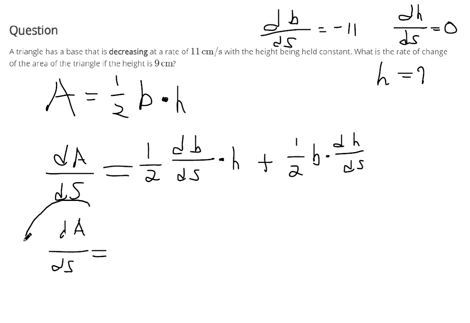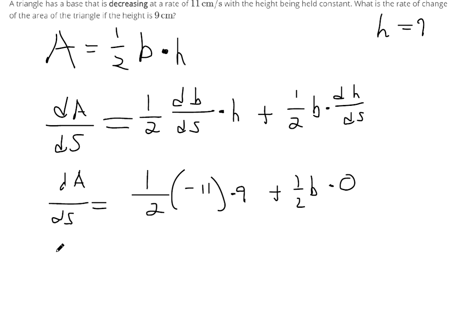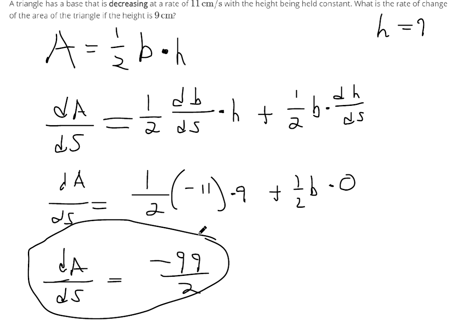Now we have enough information to plug in to find dA/dt, the derivative of the area with respect to time. dB/dt, we said, is negative 11. The height is 9. And then this whole thing doesn't matter what the base is. They don't even tell us. Doesn't matter, though, because it's changing at a rate of 0 centimeters per second. So if you simplify, that's negative 99 over 2. So it's negative just like we expected. And then after we plug in the information, the area is changing at a rate of negative 99 over 2 centimeters. And that would be squared, right?